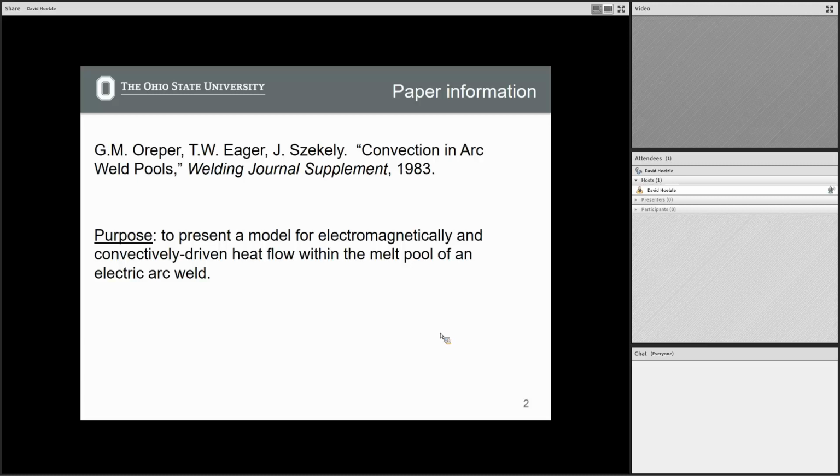To my knowledge, this is one of the first, if not the first, paper to do this. It's a rather old paper. This is from 1983. So it was a pioneering work in the subject.